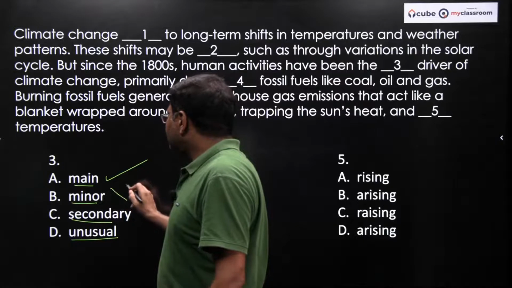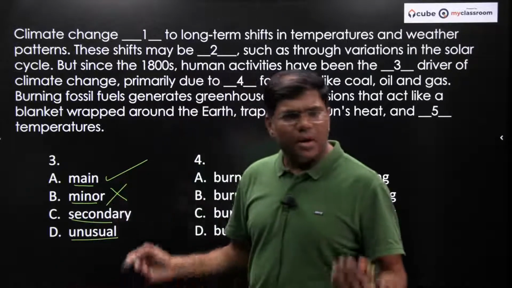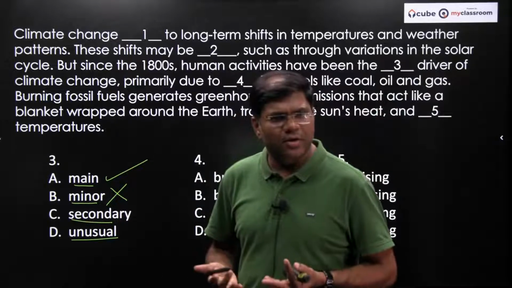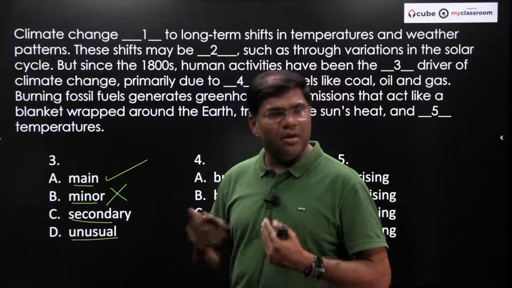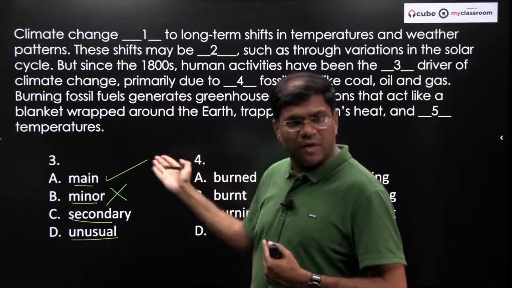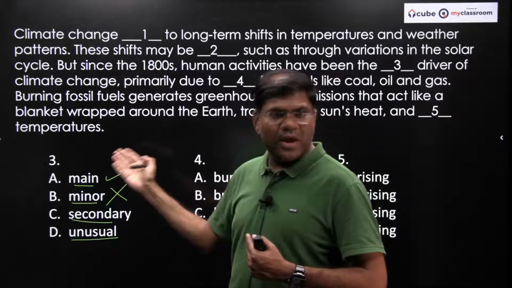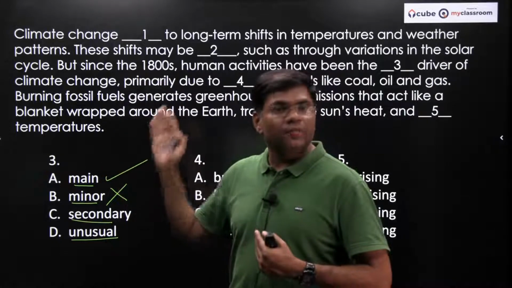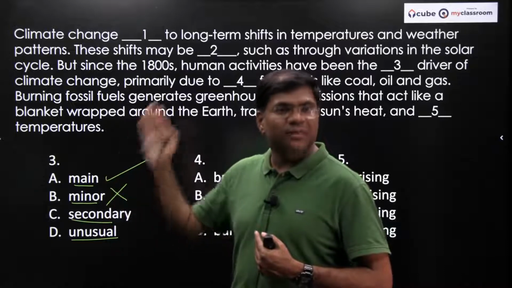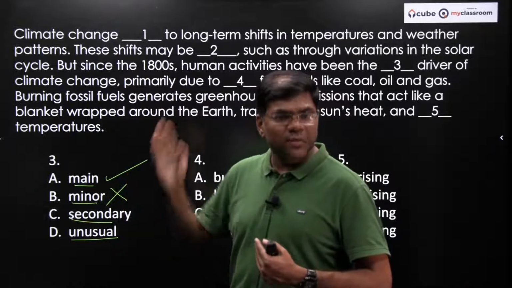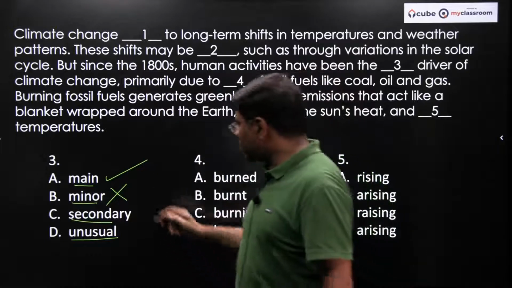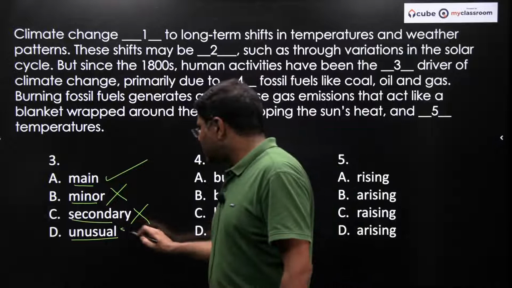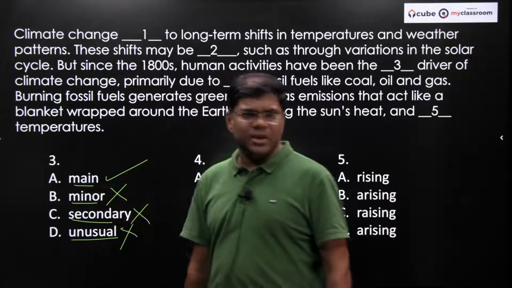If it's a minor driver, then why should you worry about it? If something is a minor cause, there is no need to worry about it, right? Why write such a huge paragraph? And secondly, based on our understanding of the passage, the author is discussing lots of things because of which we have climate change. So the author is in effect blaming human beings, and therefore he would not say that human activities is a minor reason. In fact, human activities is the main reason now, and that's why if minor goes out, then the word secondary also goes out, and unusual is again not fitting the context. So this becomes the right answer, right?